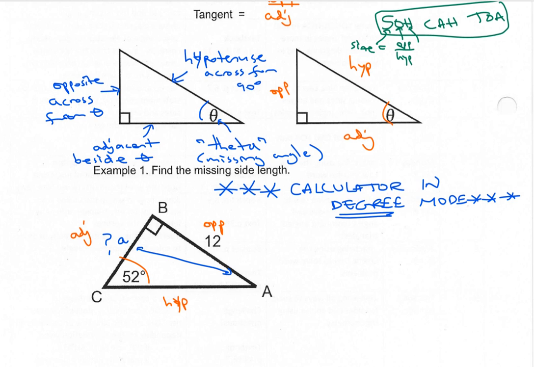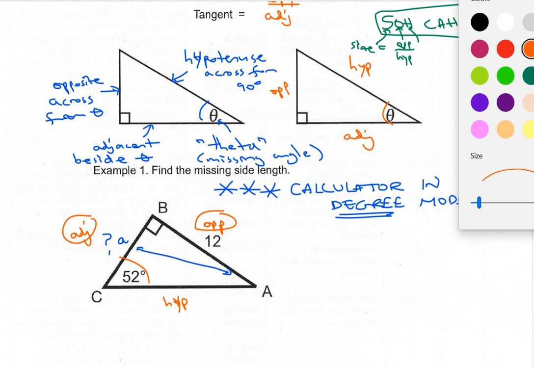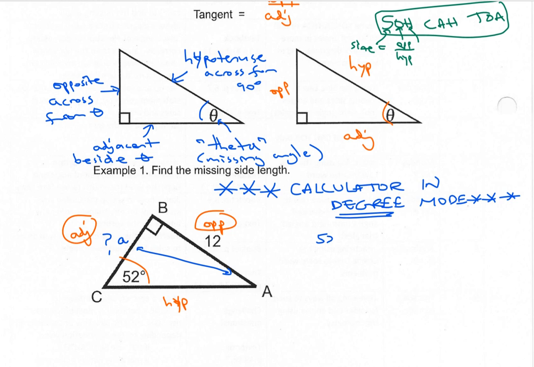Now that we have this, we look and see what is involved in this question. So the 52 degrees is involved, the adjacent is involved, and the opposite is involved. Hypotenuse is not involved because they didn't give it to us, and they also didn't ask for it. So we don't care about it. Okay, so what do we care about? We have 52 degrees, we have the adjacent, and we have the opposite, and that's all we have.